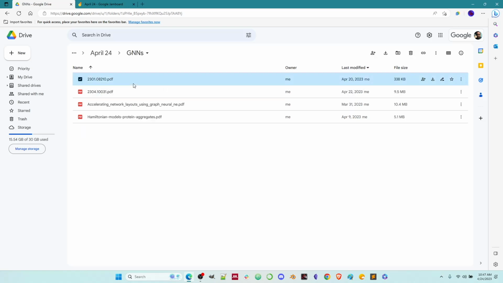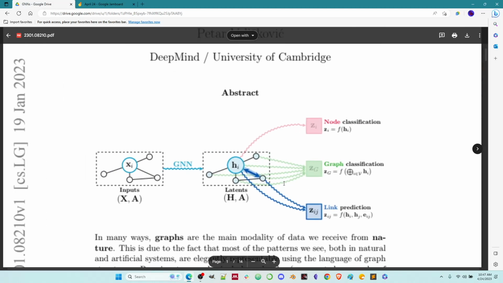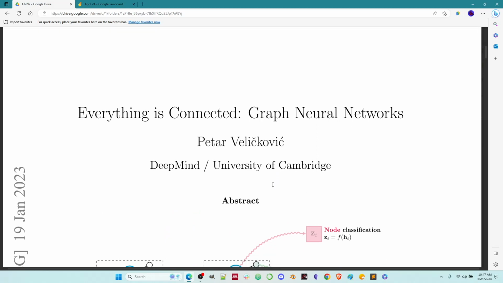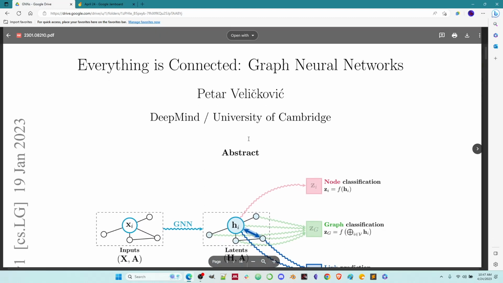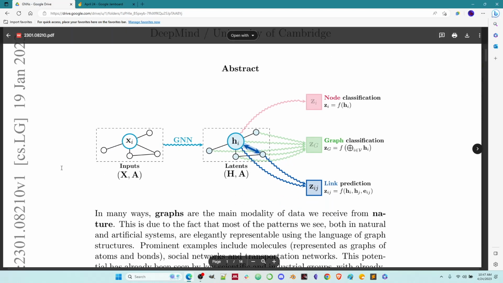So the first paper here is Everything is Connected, Graph Neural Networks. Now this paper was put in our Slack channel, in the DevoLearn DevoGraph channel, I believe. This is Petar Veličković from DeepMind and the University of Cambridge. This is on the arXiv, but it's also on our Slack.